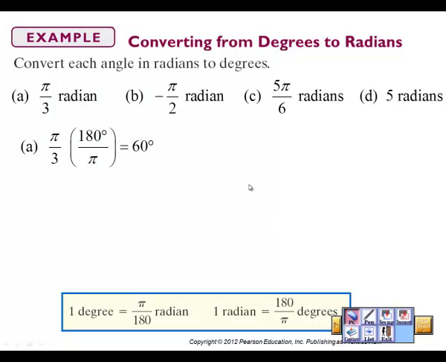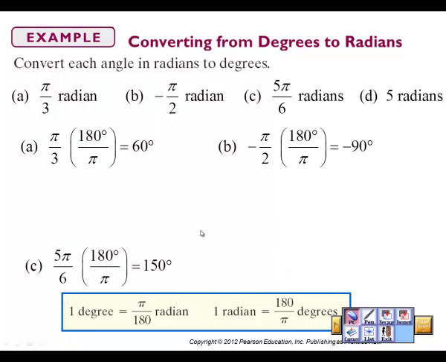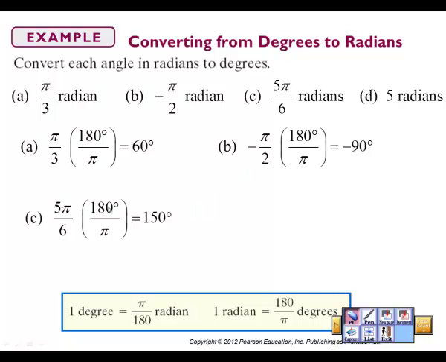And so here, negative pi over 2 radians, again, we're going to put 180 over pi, and we're going to get negative 90. And here's 5 pi over 6, again, 180 over pi. The pi's cancel, and 6 can go into 180, and we end up with 150. 6 goes into 180 thirty times, and so 5 times 30 is 150.